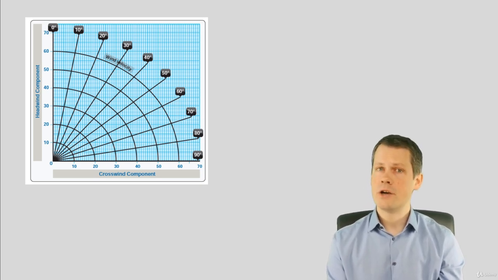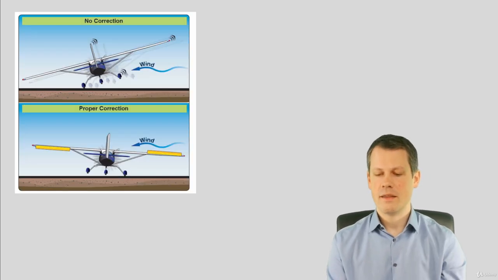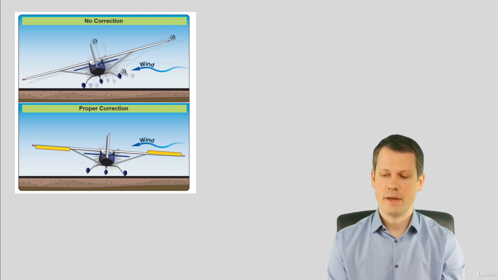Also, it's good to have some margin, because maybe during my takeoff roll the wind gets a bit stronger and the crosswind component actually increases. Okay, so that's how you determine your crosswind component. That's also important. And then let's look at the procedure.